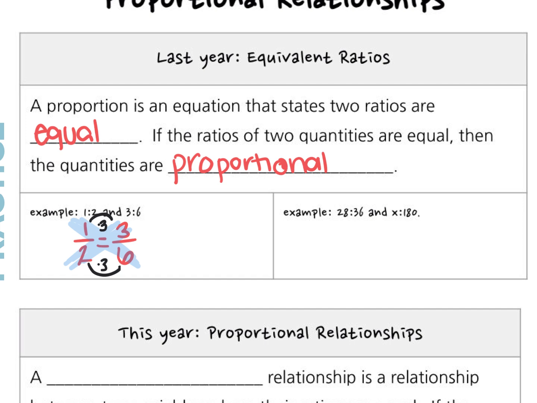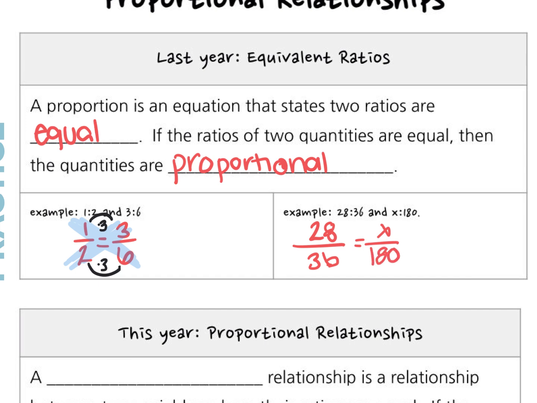Okay, we also can solve proportions. So the next example, we've got 28 to 36 and x to 180. Let's go ahead and set this one up and solve it now. Same thing, we're going to set it up in fraction form: 28 over 36 equals x over 180.